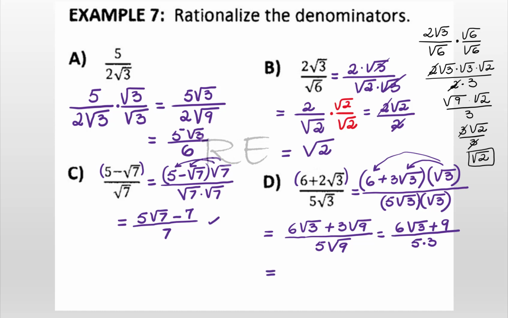Simplify by 3 means divide each terms by 3. 3 goes into 6 twice. 2 square root of 3. 3 goes into 9 3 times, plus 3. And 3 goes into itself once, 5 times 1, which is 5. And we're done.